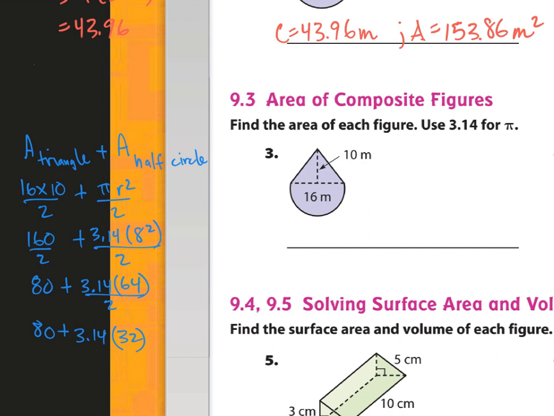So let's see if I believe I did that. Yeah, I got it right here. It's 3.14 times 32 is 100.48 plus the 80, and all together that is, of course, 180.48. So it's 180.48 square meters.